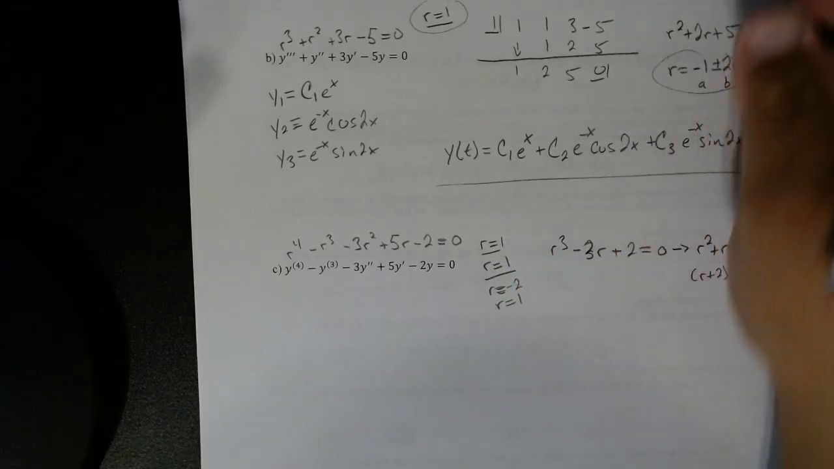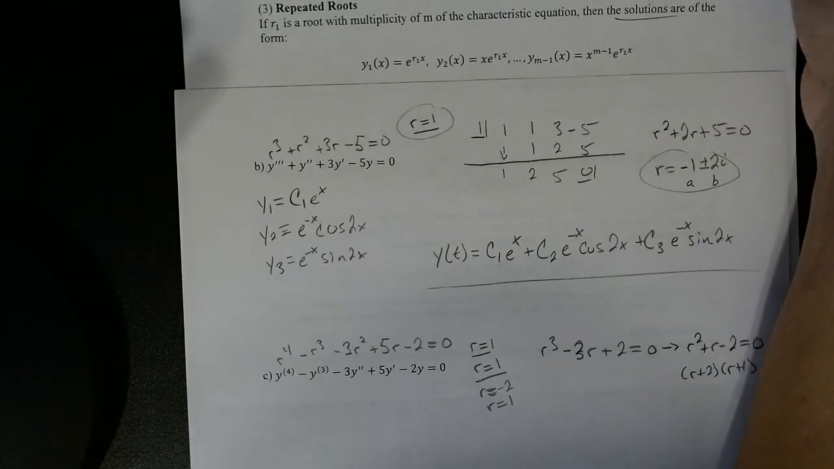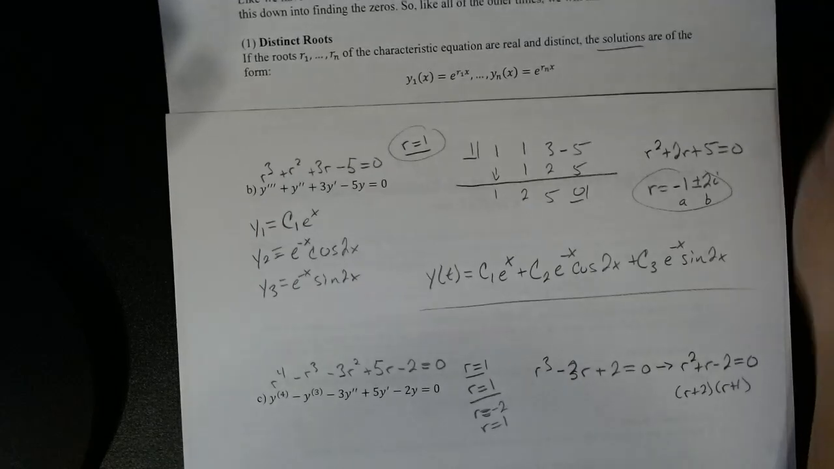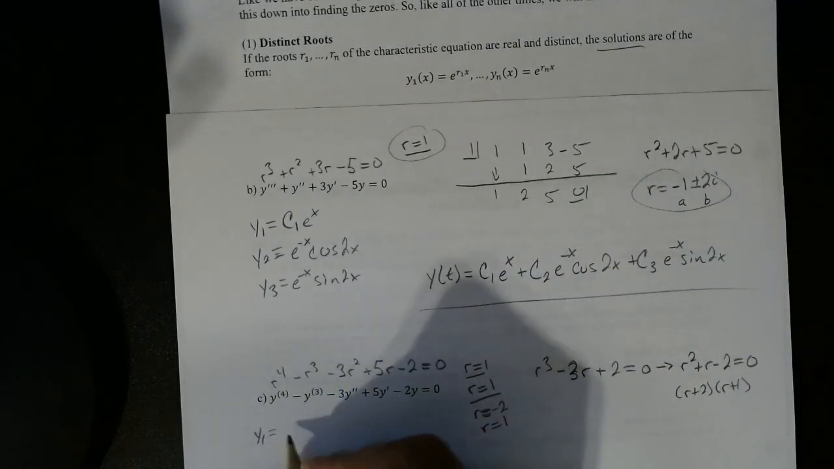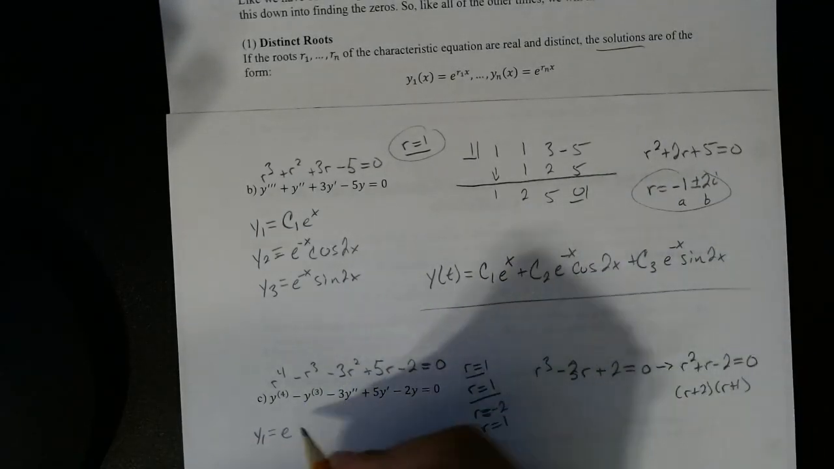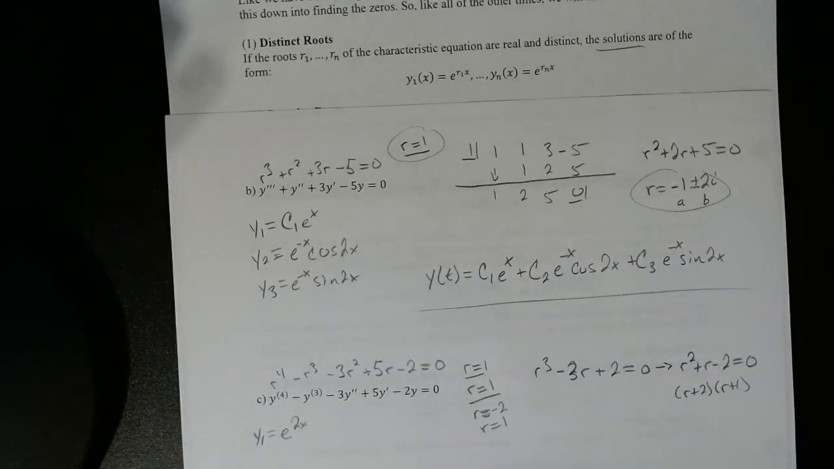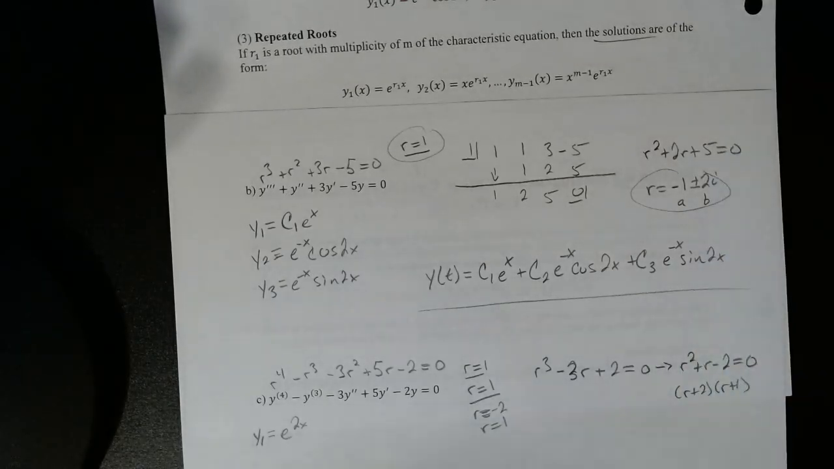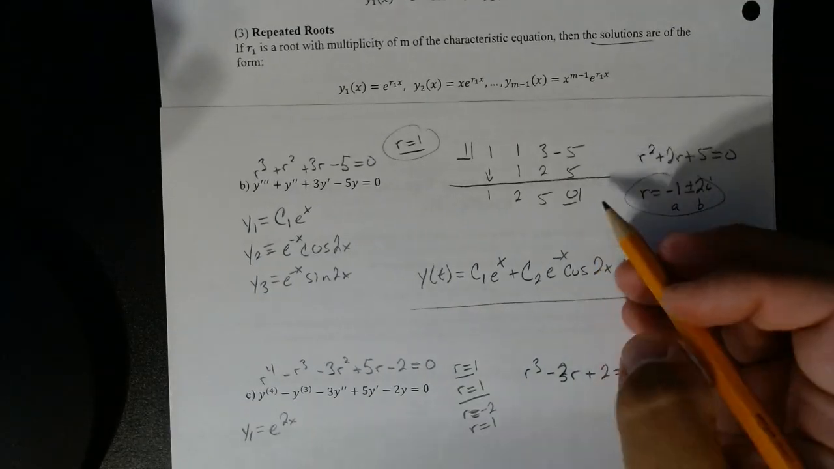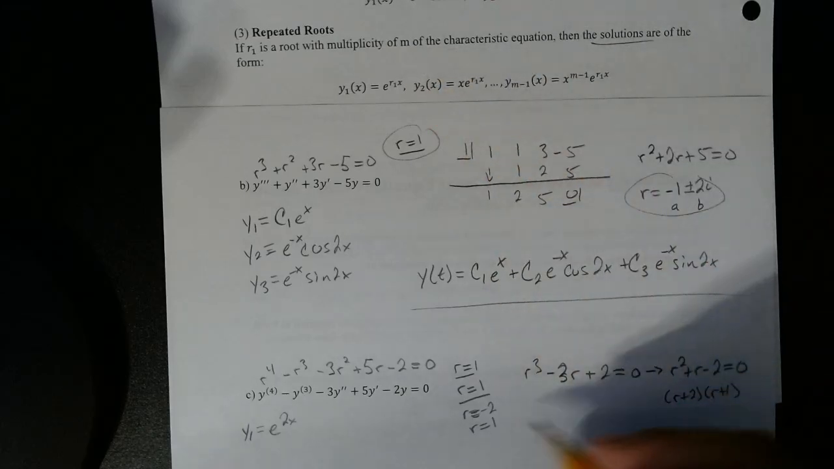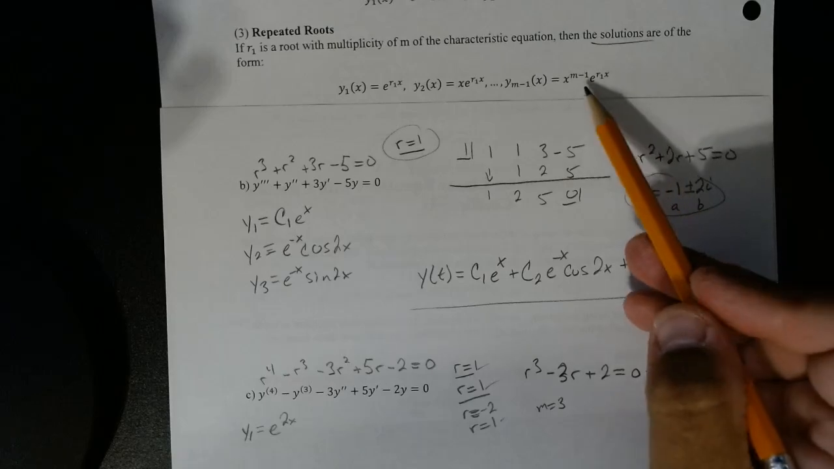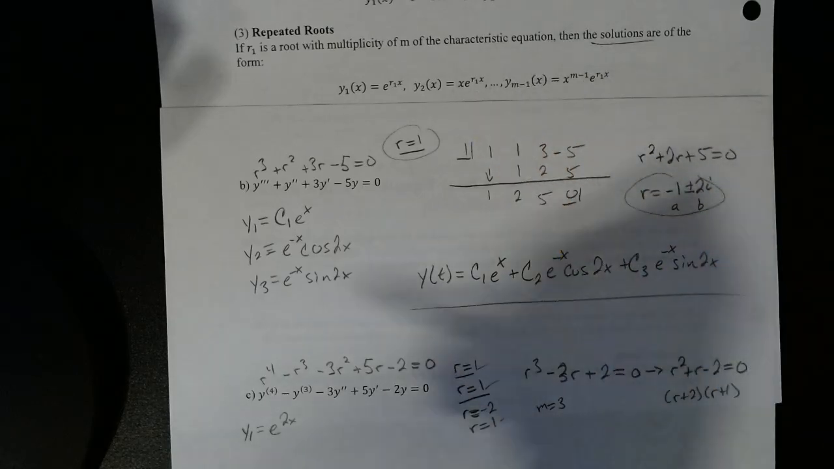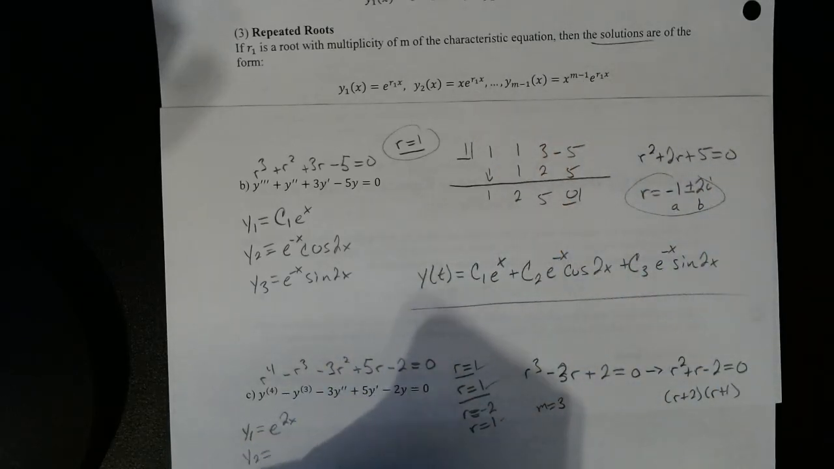All right, so this is a combination again of distinct and repeated. So again, for the distinct one, but for the repeated one, we're going to have all the way to the n minus 1 power. So here we have m equaling 3, so we're going to have two of them. So we're going to have 3 sets, so y2, y3, and y4.